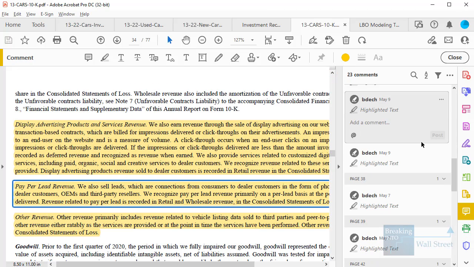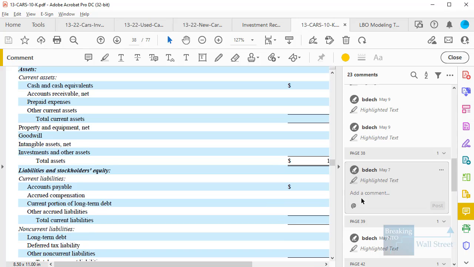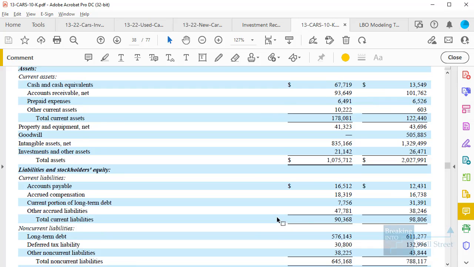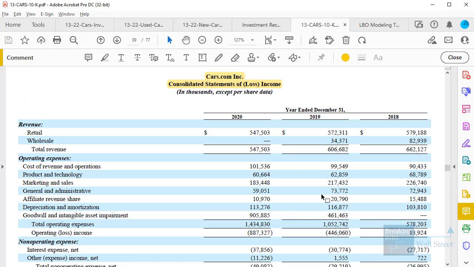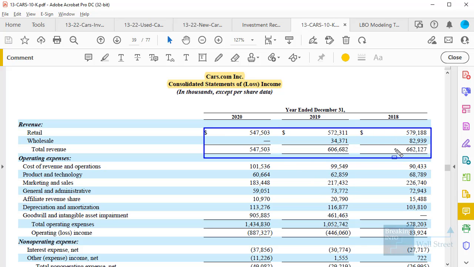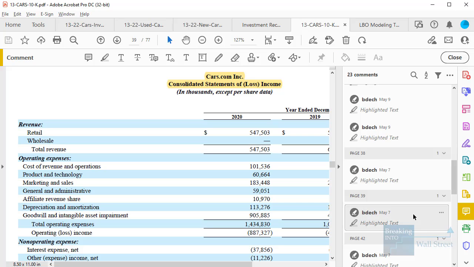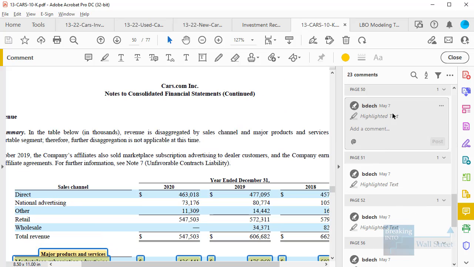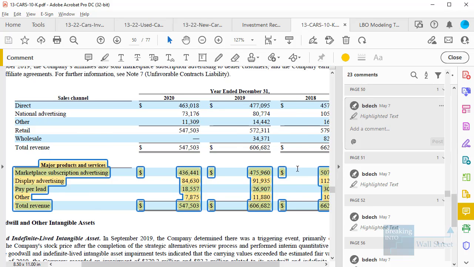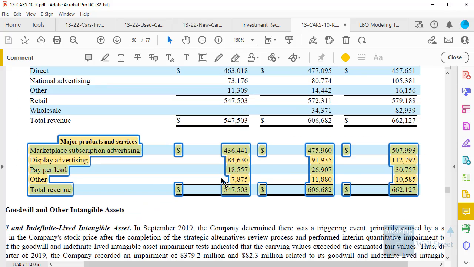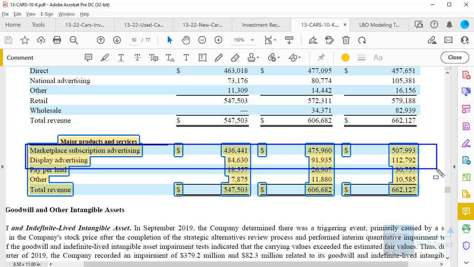If we go into the 10K and we just scroll through and get to the financial statements, if you look at the income statement, the company's revenue is falling here from 2018 to 2019 to 2020. So that's already a known fact. But I think the more interesting part is not how they break out the revenue there, but how they do it a little bit later on, where they break it into marketplace subscription advertising, display advertising, and pay per lead.